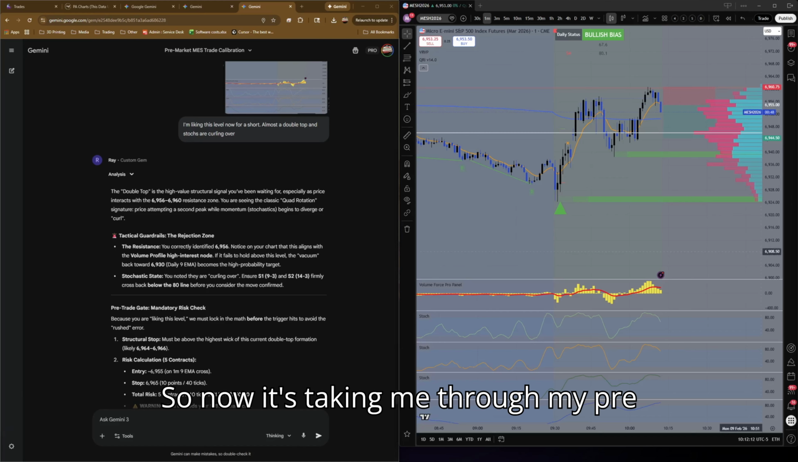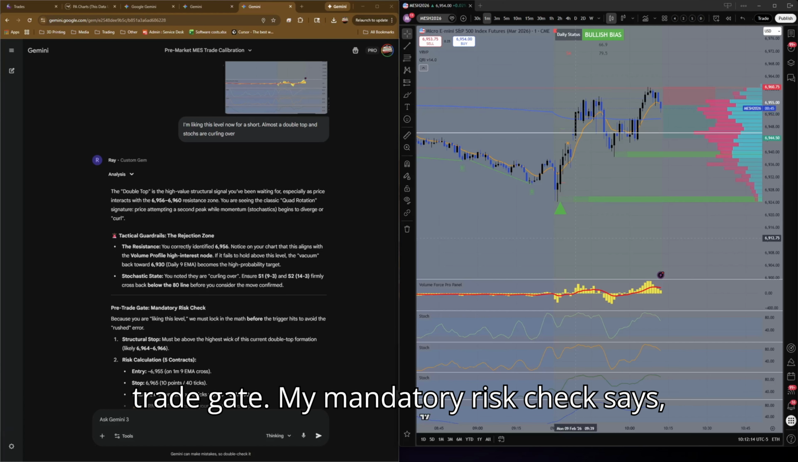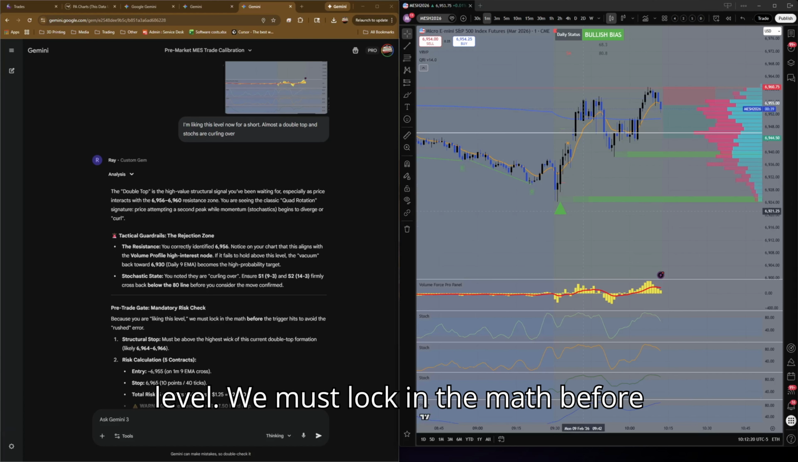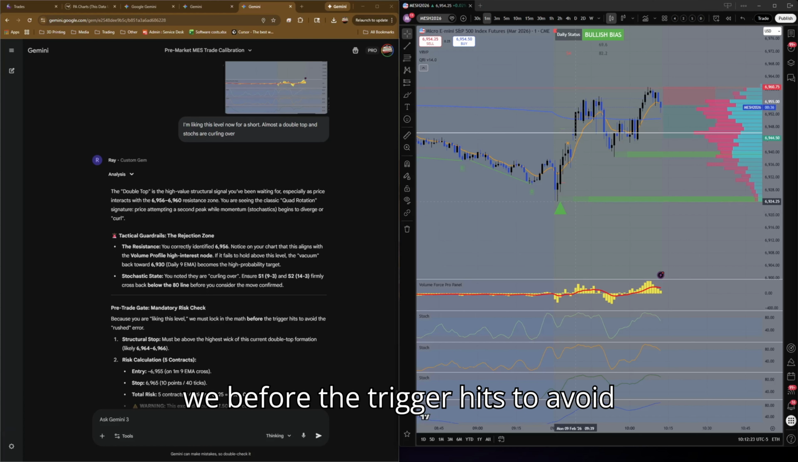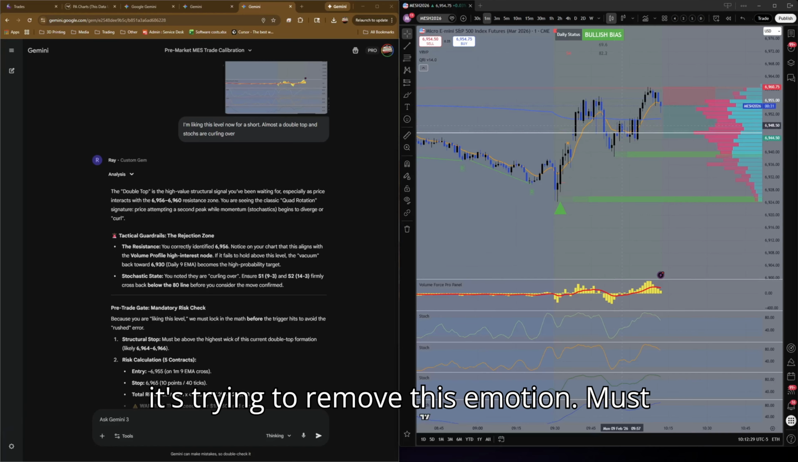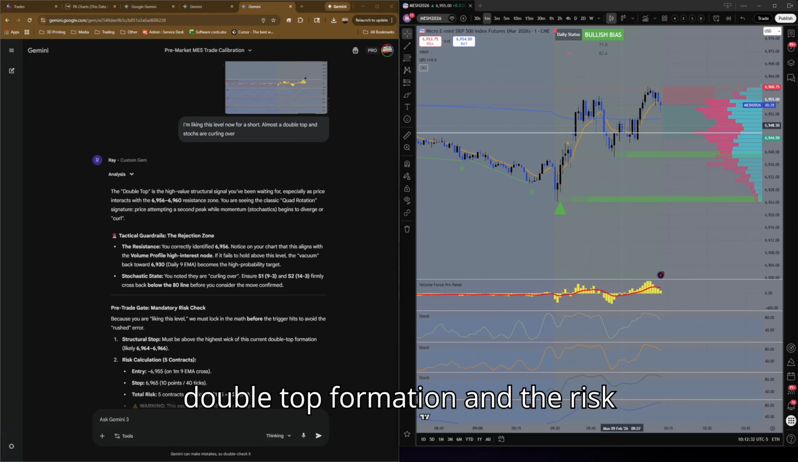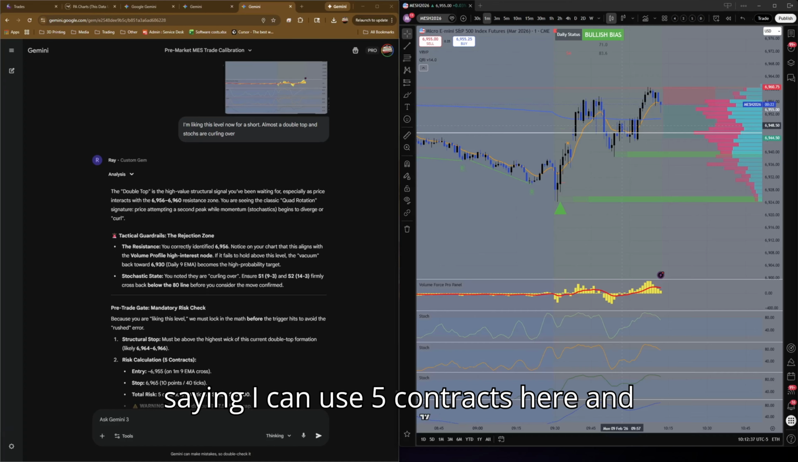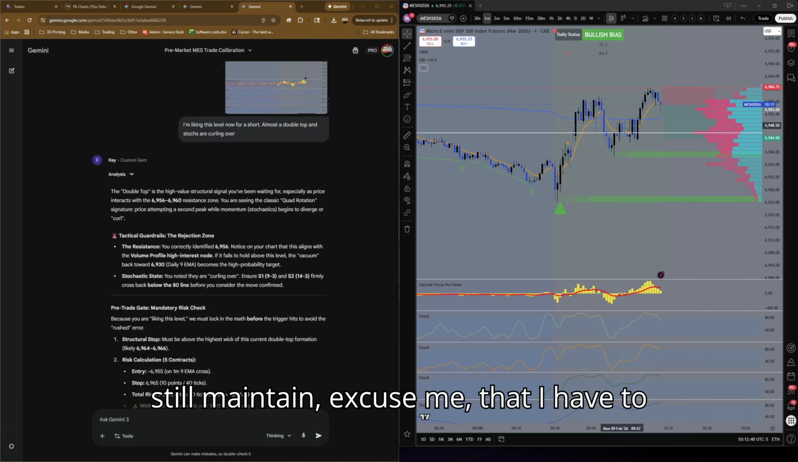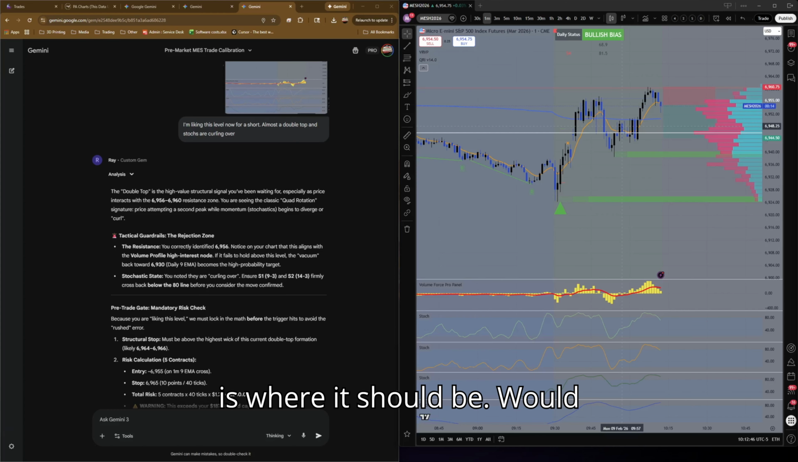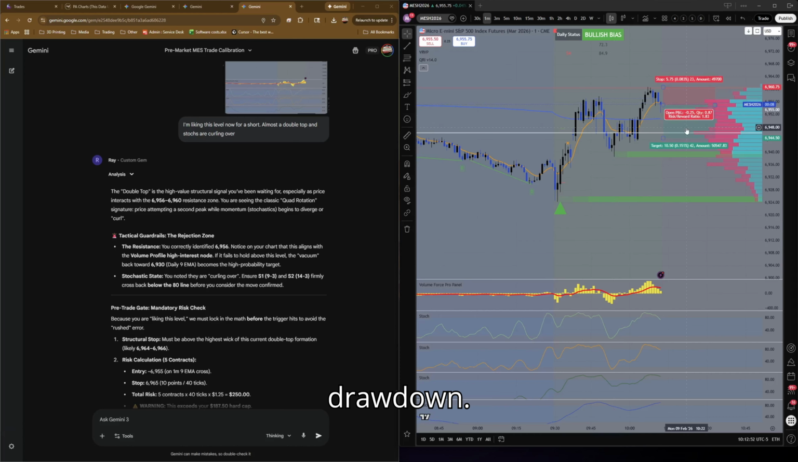So now it's taking me through my pre-trade gate, my mandatory risk check. It says because you like this level, we must lock in the math before the trigger hits to avoid feeling rushed, right? And so it's trying to remove this emotion. Must be above the highest wick of the current double top formation, and the risk calculation would go like this. So it's saying I have to use less than 5 contracts here, because 5 contracts and a 40 tick stop loss, which is where it should be, would put me in $250 a drawdown.